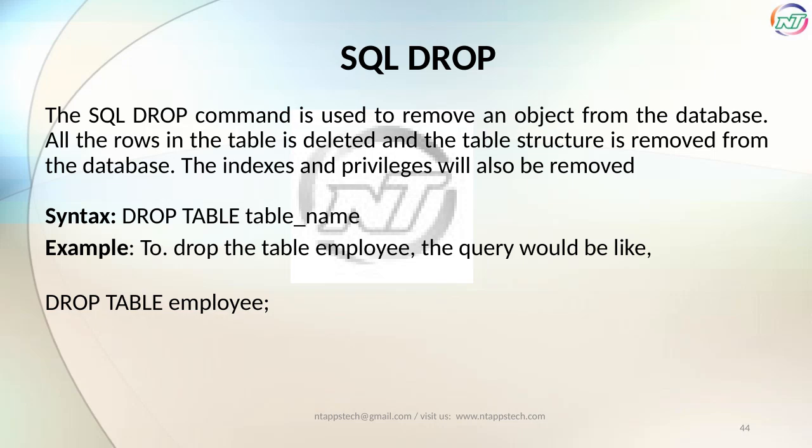The syntax is straightforward. You write drop table followed by the table's name. For example, to drop a table called employee, you would simply use the command drop table employee. This operation is permanent, so it's important to be certain before using it, as it removes everything related to that table from the system.